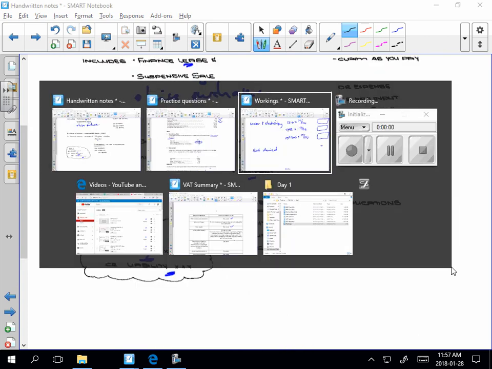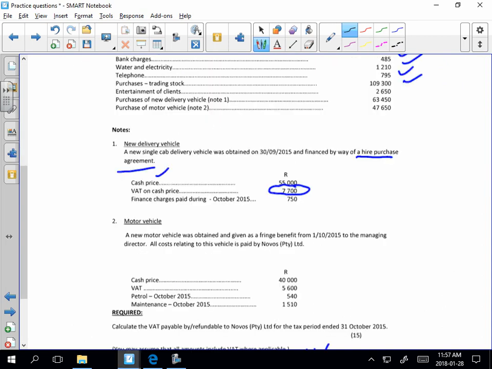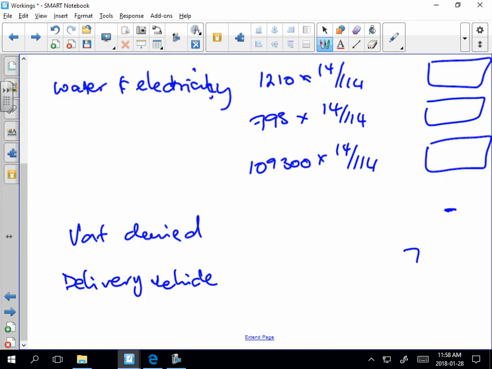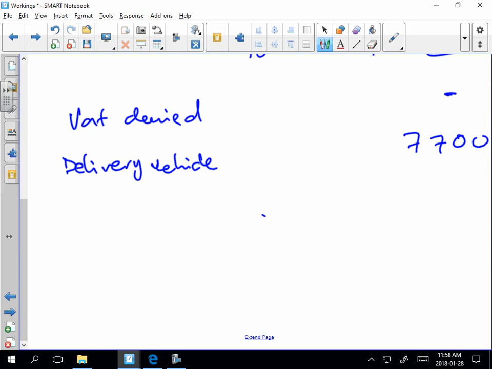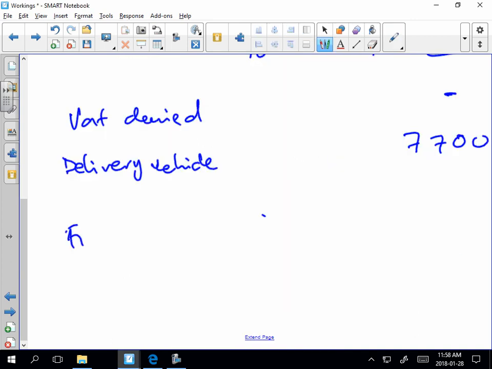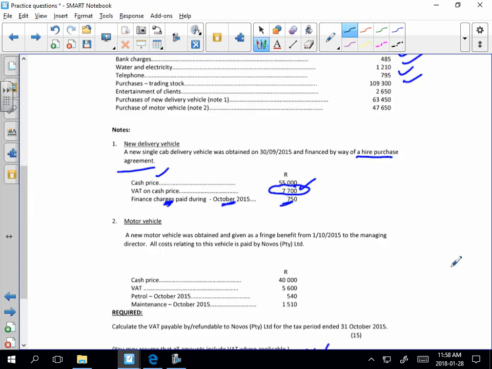So input VAT, delivery vehicle. Okay, they've already told you the cash price. They've already told you the VAT on the cash price. So you'll use that VAT, which is 7700. Okay. And then the next one is finance charges paid in October for 750. What is that? Financial services. So therefore, no VAT. Let's look at the next one.